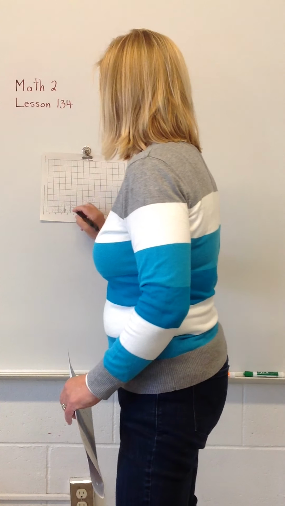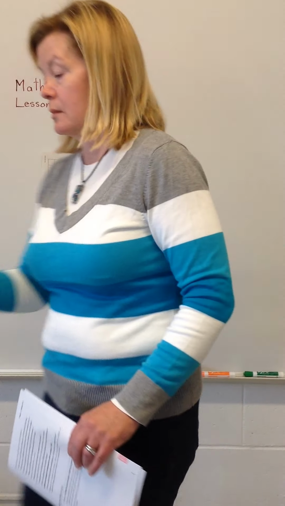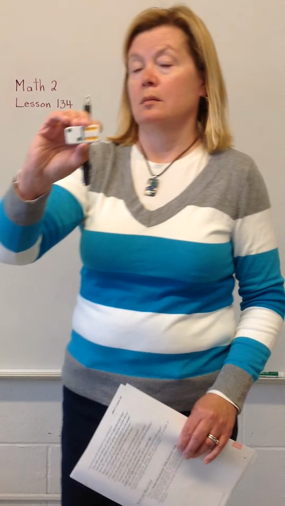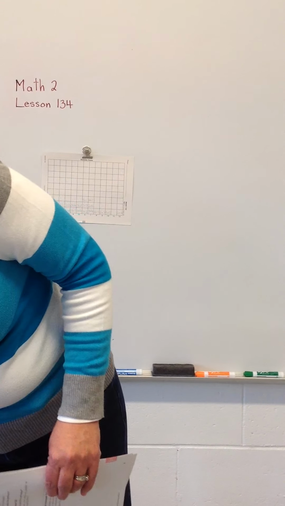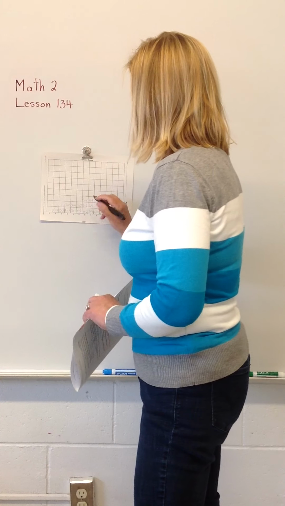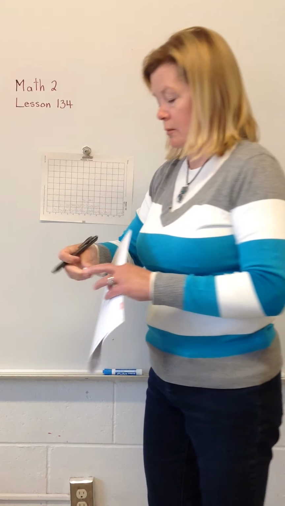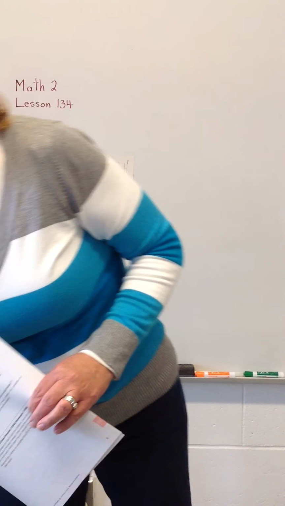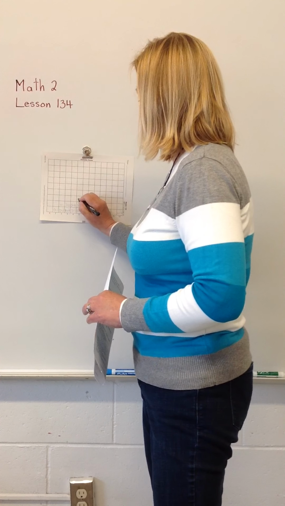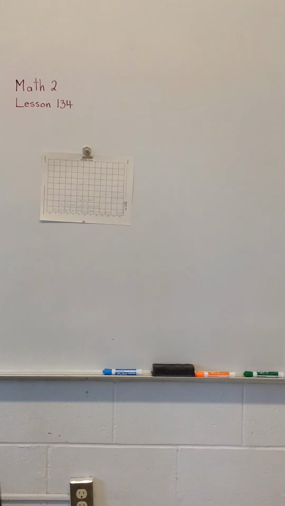Three plus two equals five. We got six plus two. I have to look again because I wasn't sure. I'll take this one with me. Six plus two equals eight. Oh, one plus four equals five. Oh, we have a three-way tie.